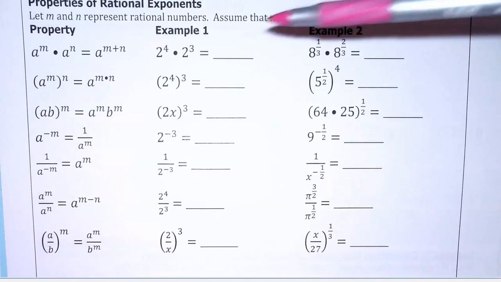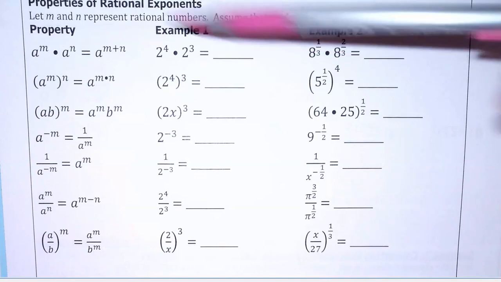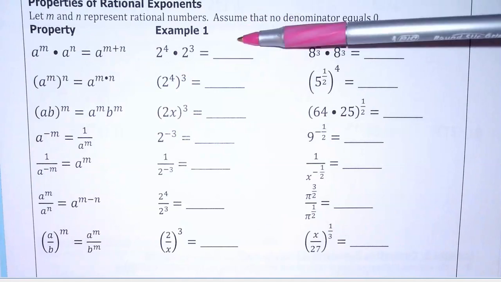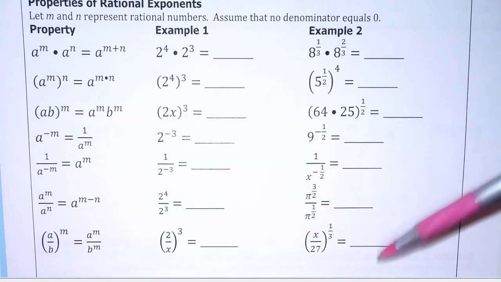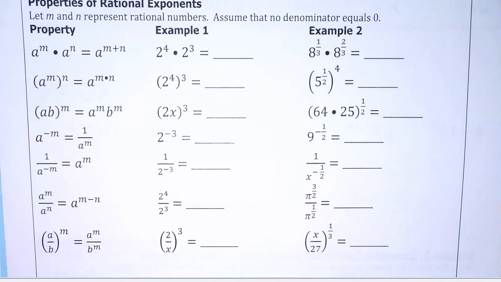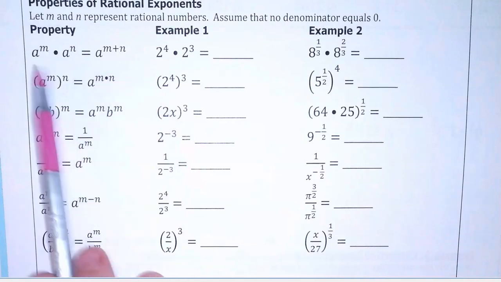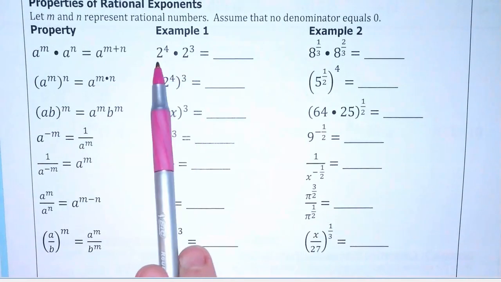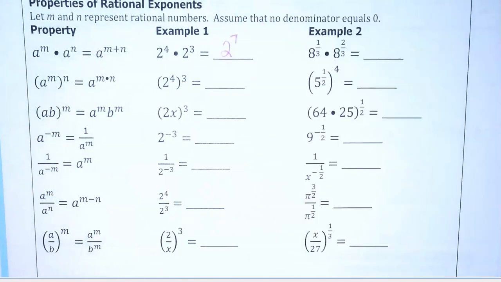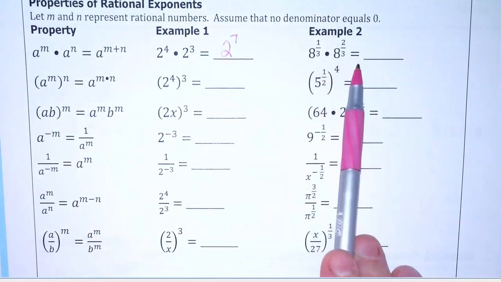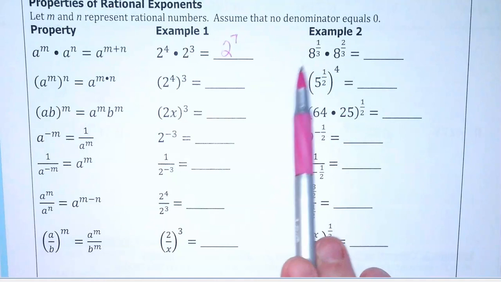What I have here in each of these examples next to the properties, these have integer exponents, and then example 2 for each has a rational exponent. So we're just going to compare the difference and go through. So if you multiply like bases, like 2 and 2 here, you add the exponents. So this would be 2 to the 7th. Works the same way if you have rational exponents.